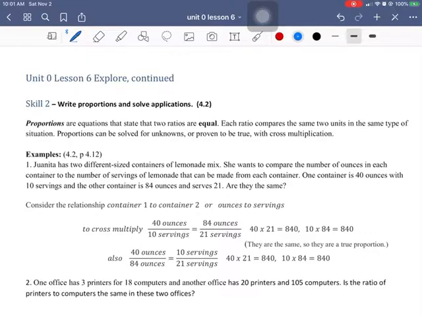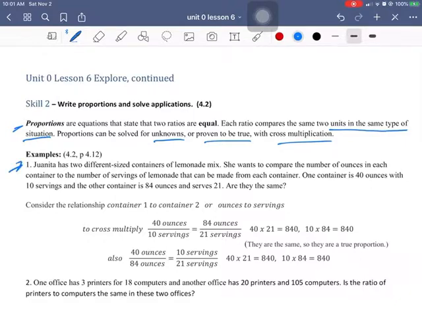So proportions are equations that state two ratios are equal. Each ratio compares the same two units in the same type of situation. Proportions can be solved for unknowns or proven to be true with cross multiplication. You can also use how we reduced fractions. If you just reduce fractions and they're whole numbers, it's easy to work with. But if they're not whole numbers, then cross multiplication is really easier. So let's look at these.